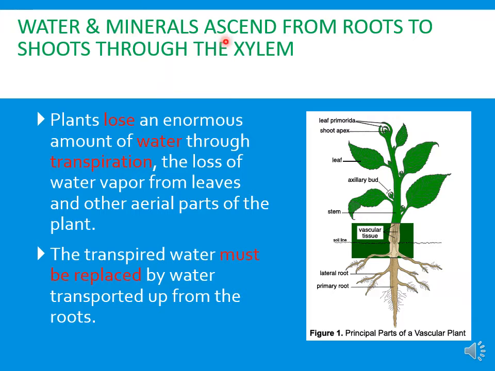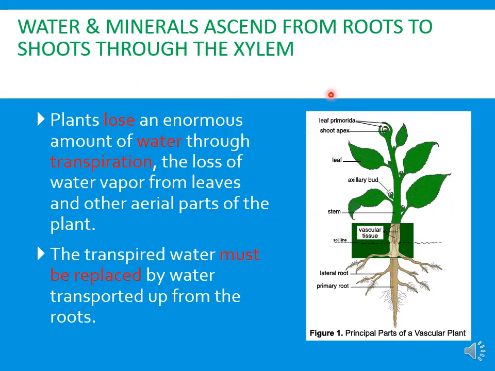Then water movement, water ascends from roots to shoot. Ascend means it goes up. How does it go up? Through this xylem. So how does it happen? It only happens when there is transpiration. No transpiration, no movement. But when there is transpiration, why? Because water loss occurs at where?